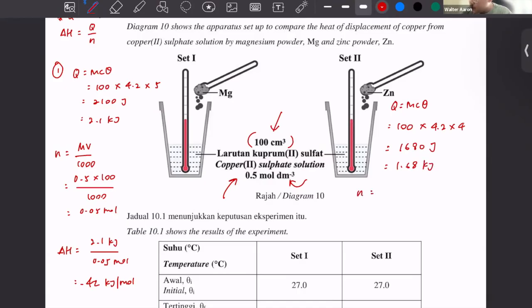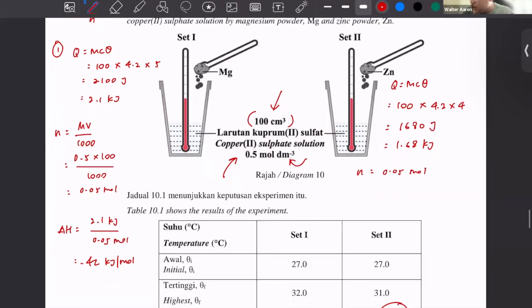For the n, it is the same because the amount of copper ions displaced is the same for both sets, since we're following the concentration of the copper 2 sulfate solution. So this is also 0.05 mole. Then the delta H value will now be 1.68 kilojoules divided by 0.05. And let's see what we get from there.